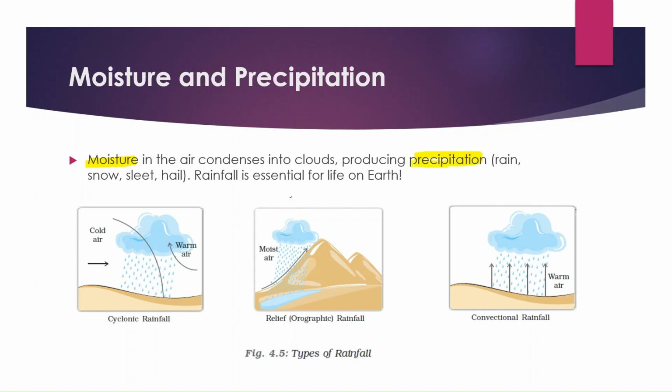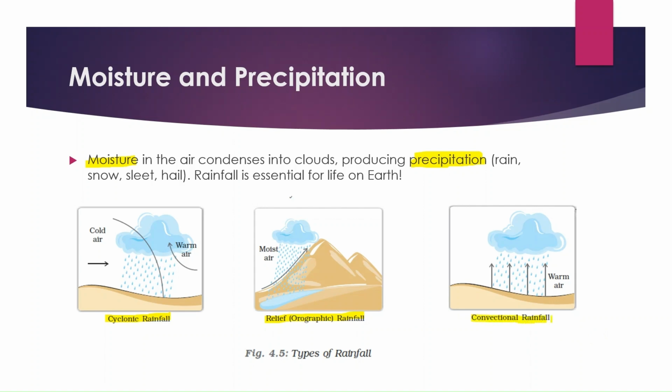So, rainfall is essential for life on earth. And basically, there are three types of rainfall: cyclonic rainfall, relief or orographic rainfall, and the third is conventional rainfall.